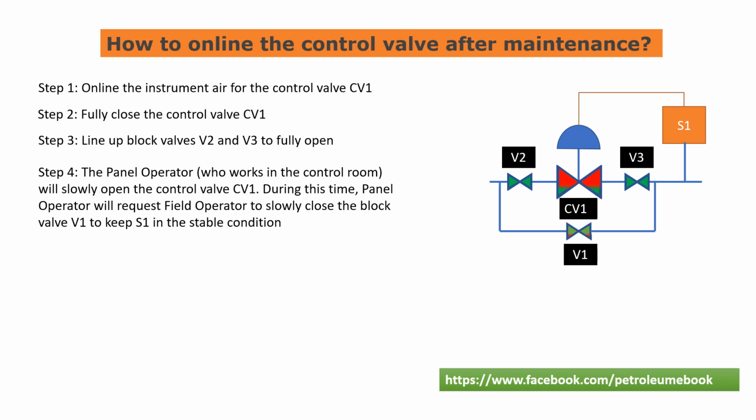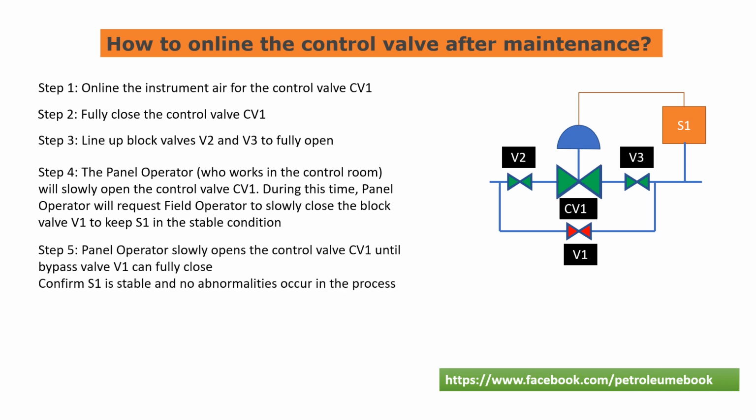During this time, the panel operator will request the field operator to slowly close the bypass valve V1 to keep S1 in a stable condition. Step 5. Panel operator slowly opens the control valve CV1 until bypass valve V1 can fully close. Step 6. Switch S1 from manual to auto to activate the controller.